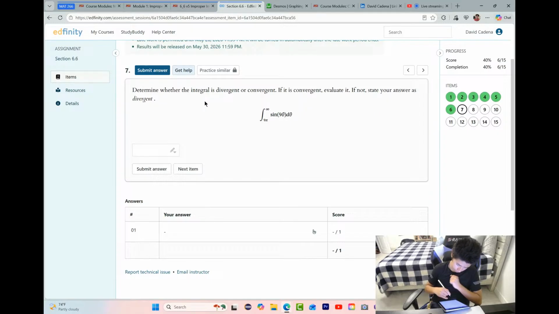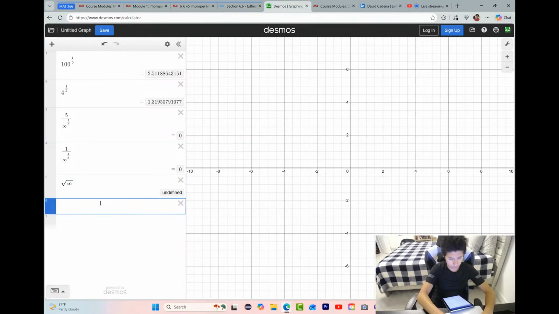Close, close. So cosine of 8 pi is cosine of 2 pi. What's cosine of 2 pi? That's 1. Or cosine of 0, that's 1, right? Oh, and cosine of infinity. That's going to be like 1, 0, or negative 1.